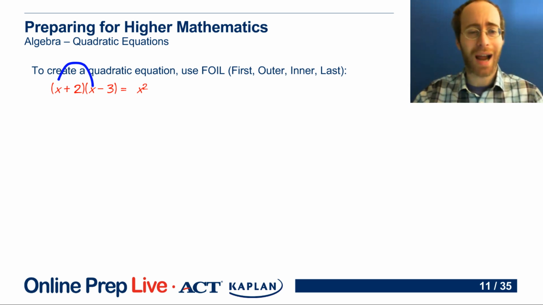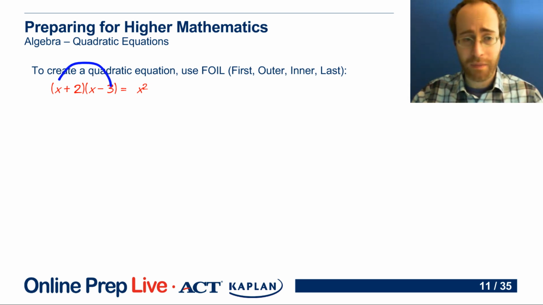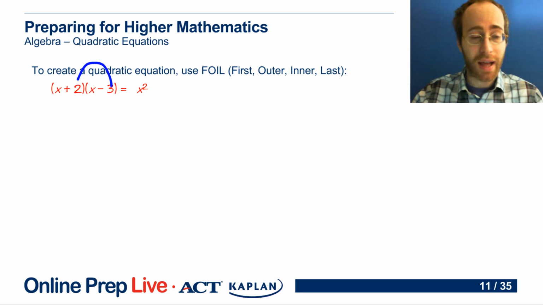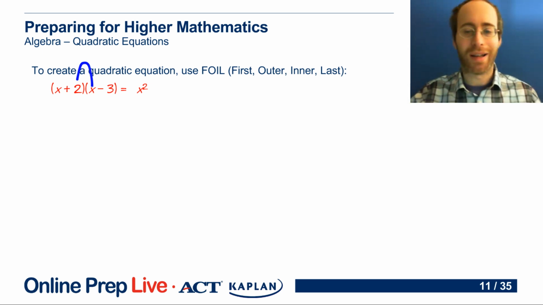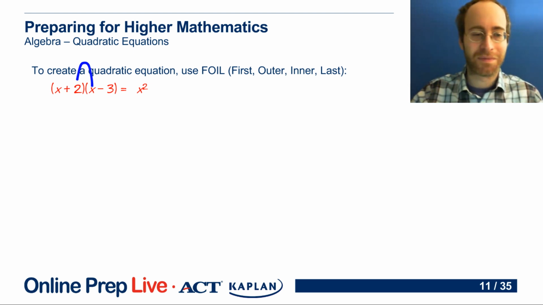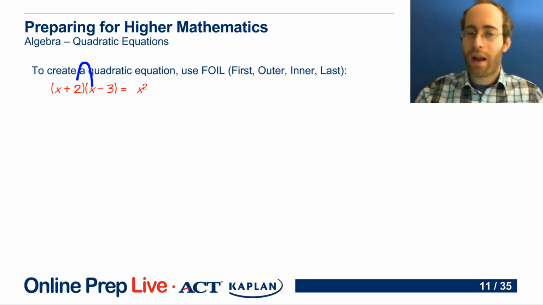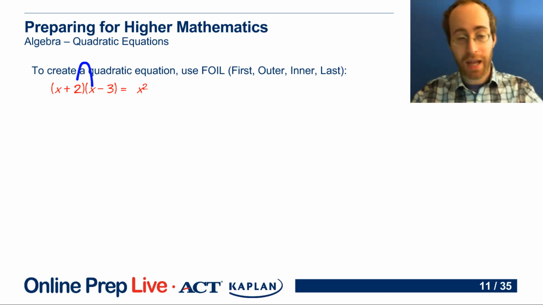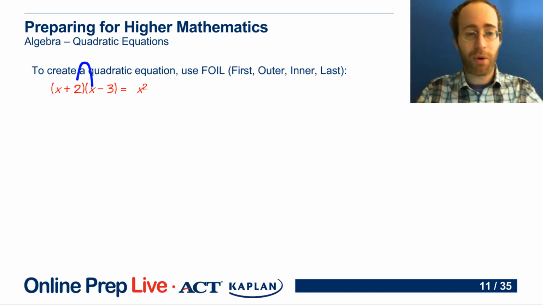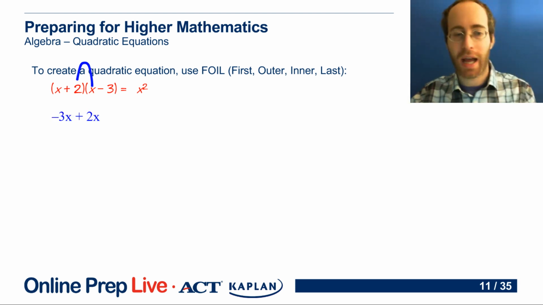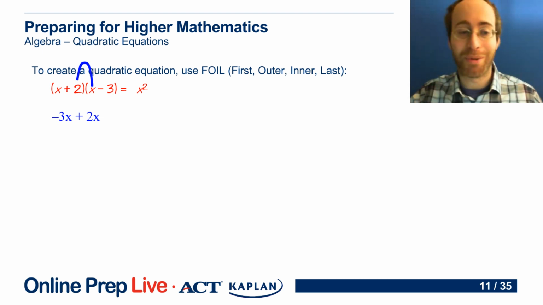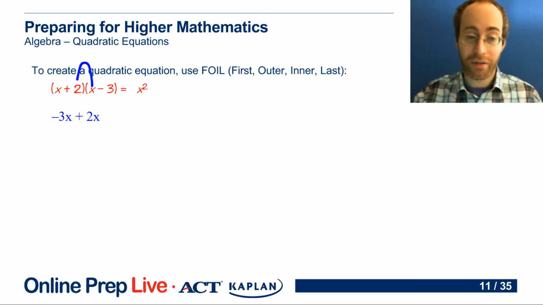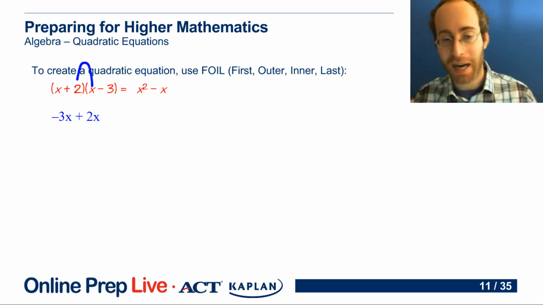The next two steps are outer and inner. So outer here is going to be x and negative 3, and inner will be 2 and x. So tell me please in the chat, what is my x term going to be in my final answer? When I do outer, I'm going to have negative 3x, and when I do inner, I'm going to have 2x. When I add those together, because they are like terms and they can be combined, I will have negative x. So that's why my next term here in my answer will be negative x.